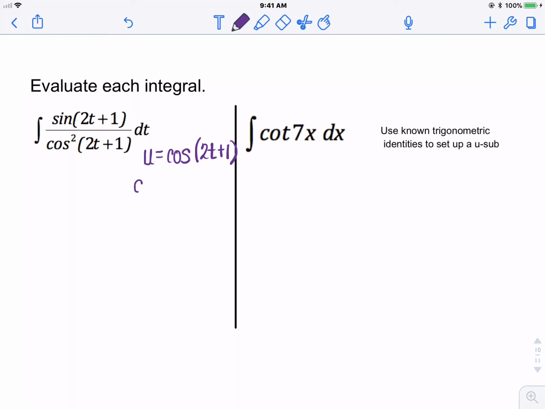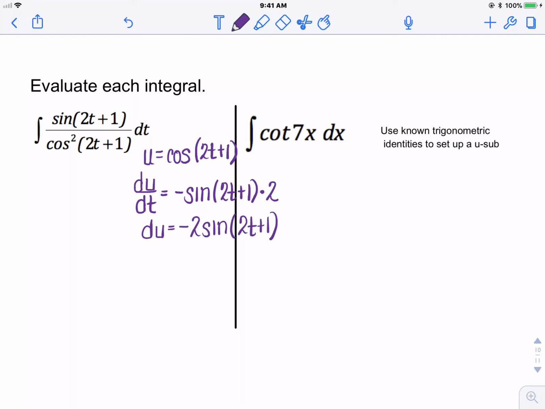And so then to get a du dt in here, and again, think derivatives, I would need negative sine 2t plus 1 times, and then the nested function's derivative, a 2. So to replace a du in my expression, I'm eventually going to need a negative 2 sine 2t plus 1.